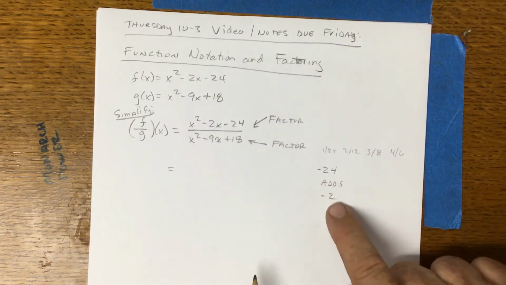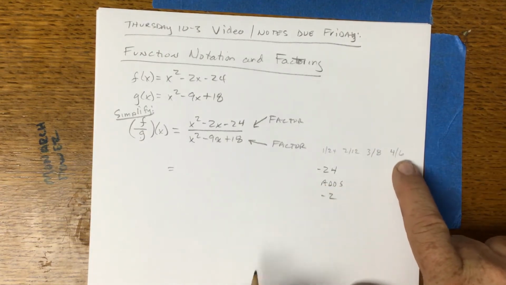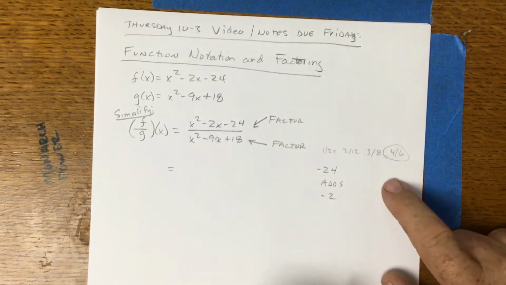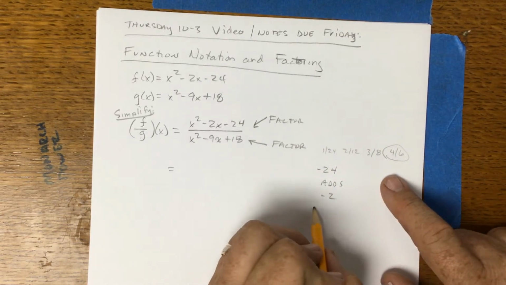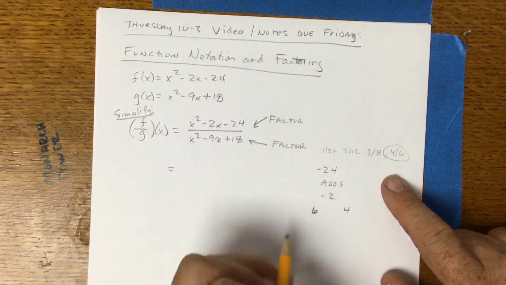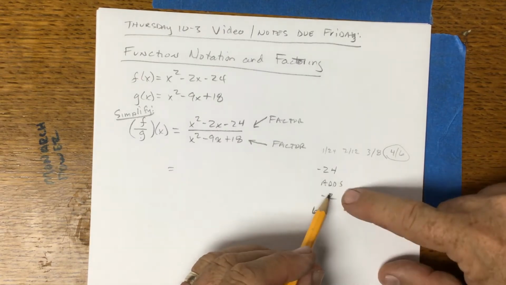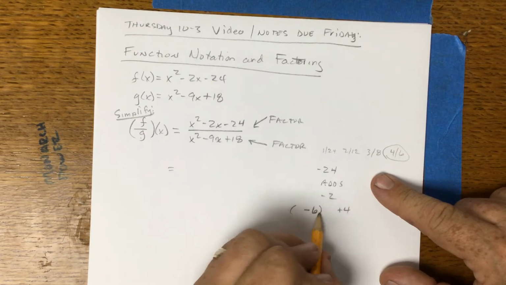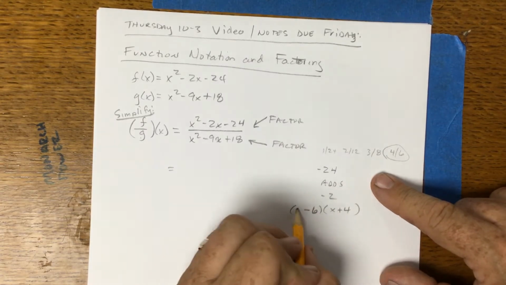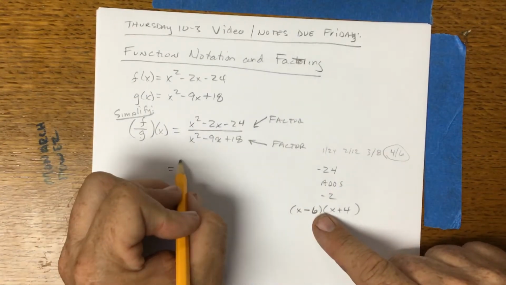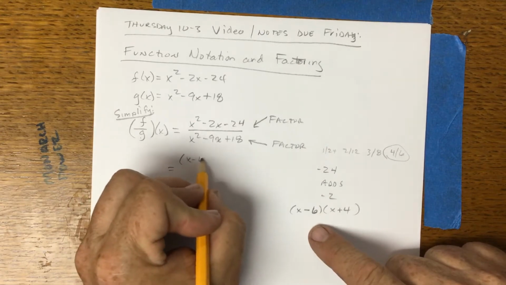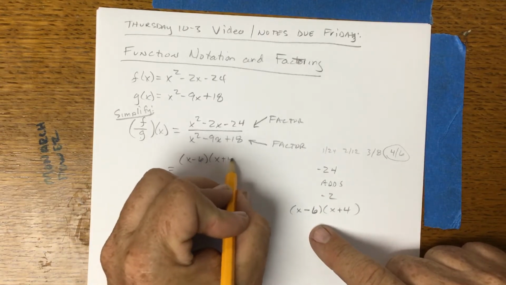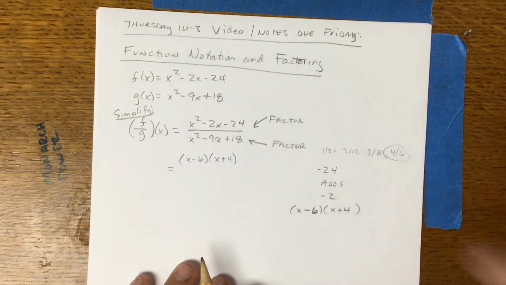So I can get 2 out of 4 and 6. I know that 6 times 4 is 24, but I have to add to make negative 2, so that one's a positive, that one's a negative. Those are my factors for the top piece: x minus 6, x plus 4. Little factoring review right there.